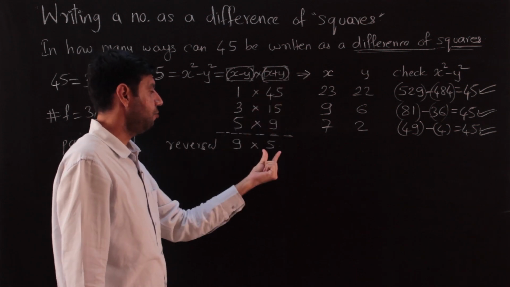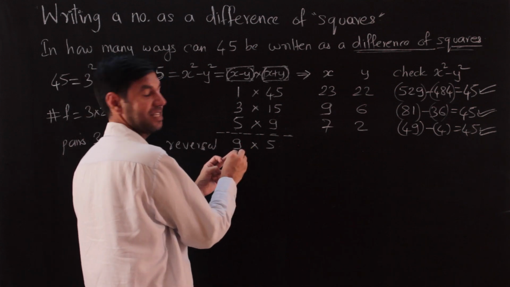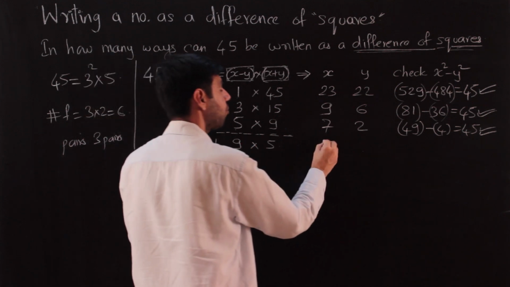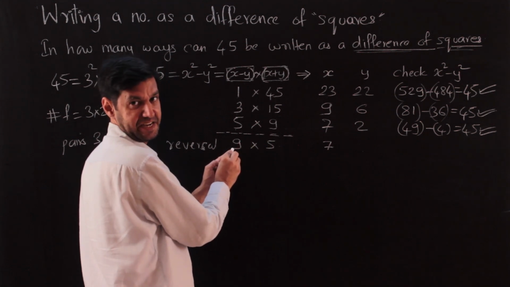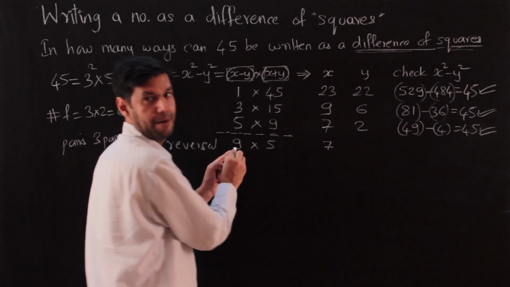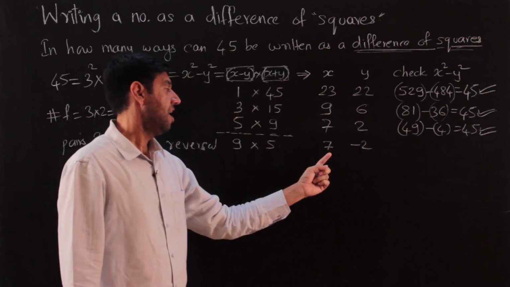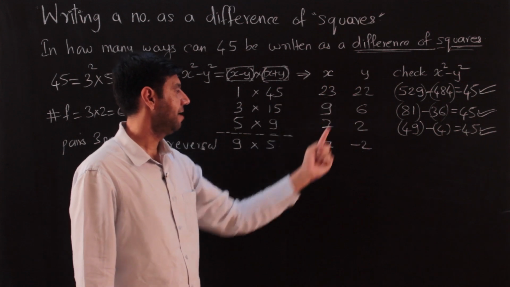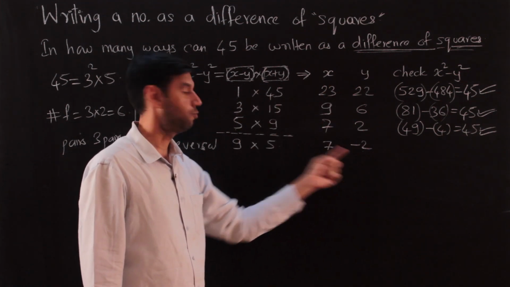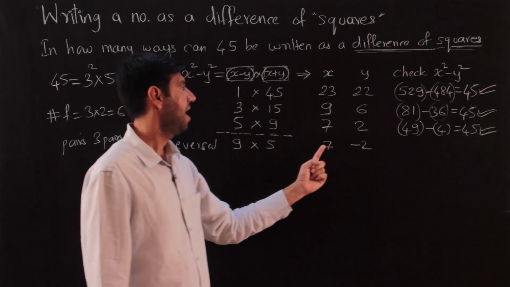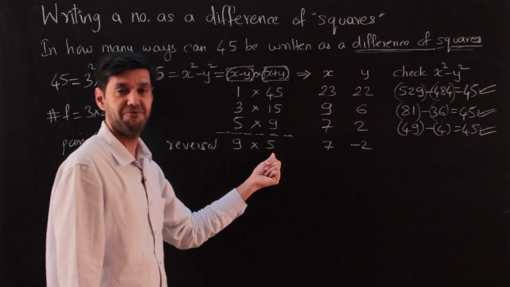X plus y is now smaller than x minus y, mind you, right? 5 plus 9 is 14. 14 by 2 gives me a 7. 5 minus 9 is a minus 4. Minus 4 by 2 gives you a minus 2. Do a check if you want. x plus y is 7, x minus y is 7 minus of minus 2. Does that become a 9? Yes. x minus y: 7 plus 2 becomes a 9, right?